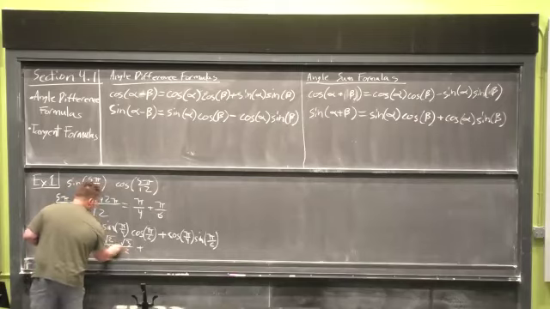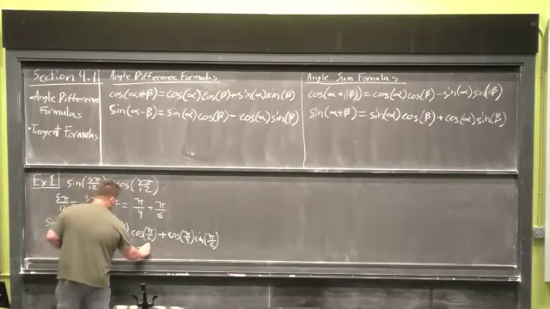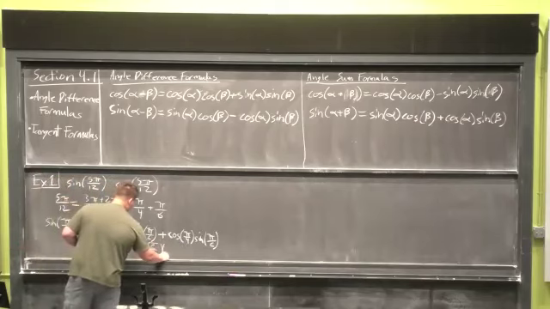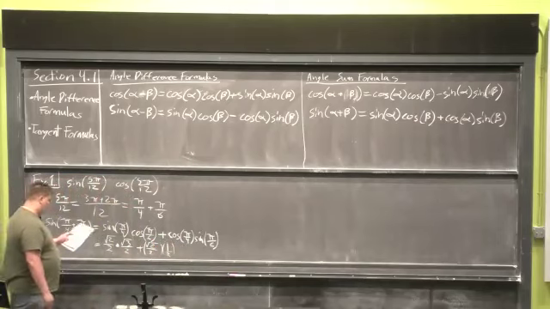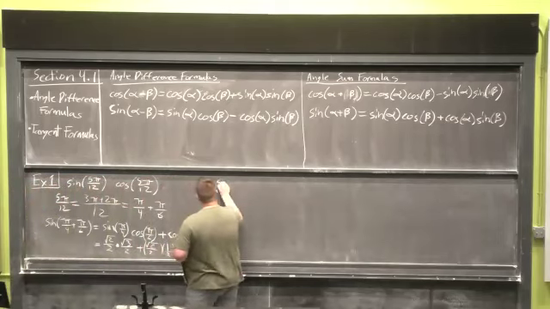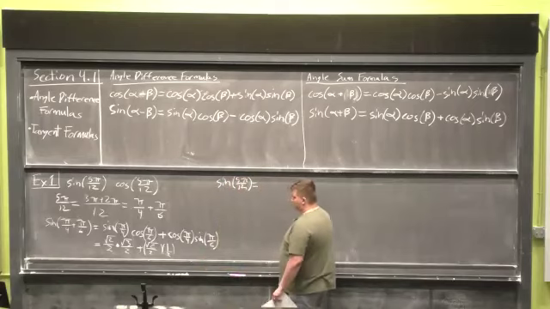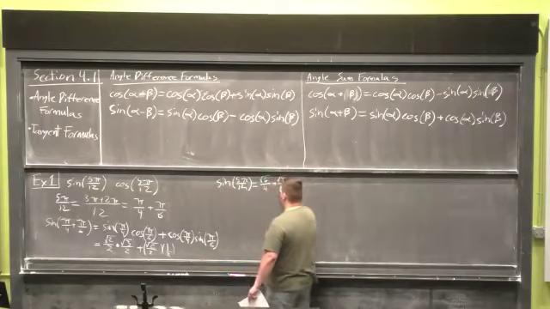I'm going to add cosine of pi over 4, that's square root 2 over 2. Sine of pi over 6, well, that is 1/2. So we put that all together, and we get sine of 5 pi over 12 is equal to, and we are going to have square root 6 over 4 plus square root 2 over 4.